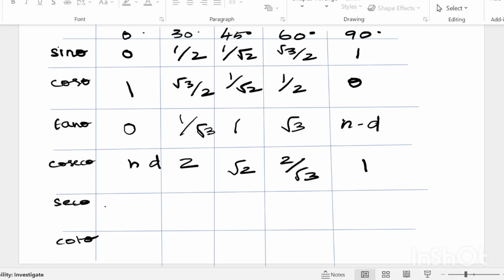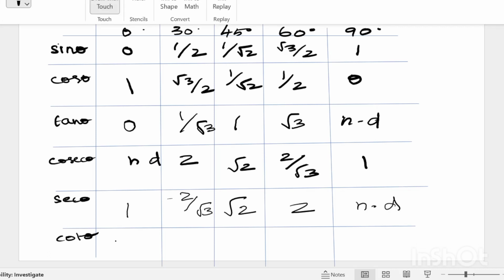Similarly for secant theta. Secant 0 is 1. Then 2 by root 3, root 2, 2. And this is not defined.